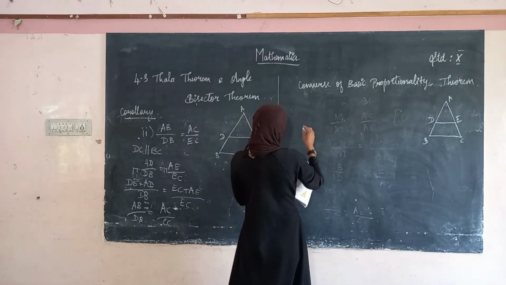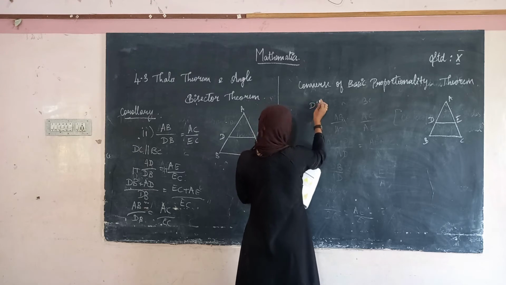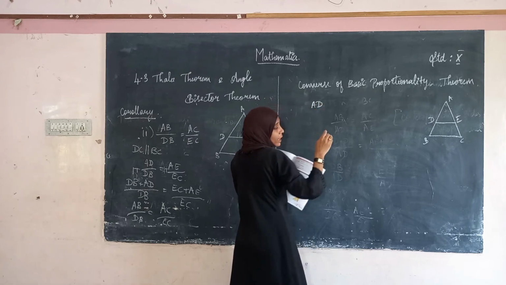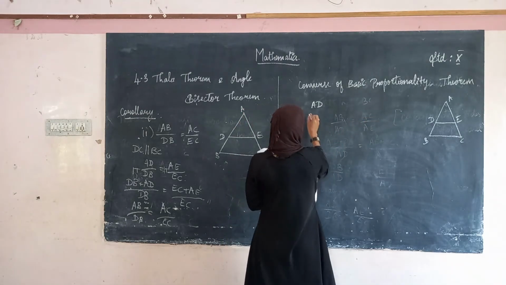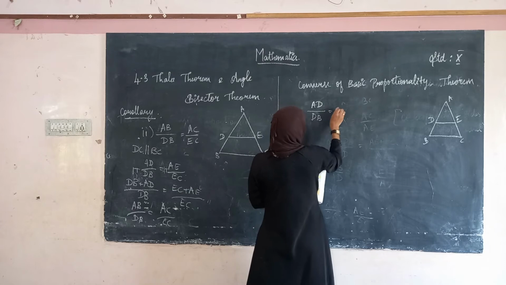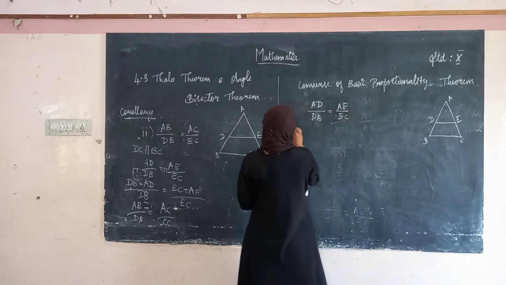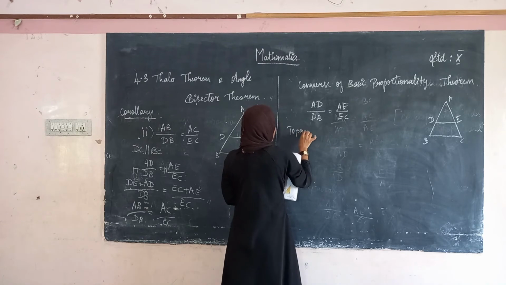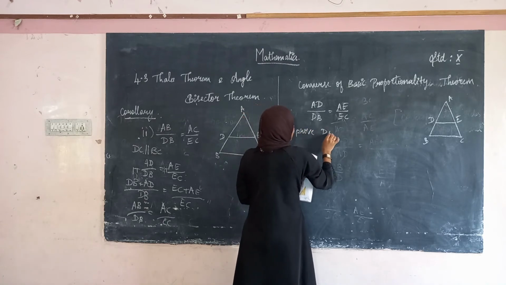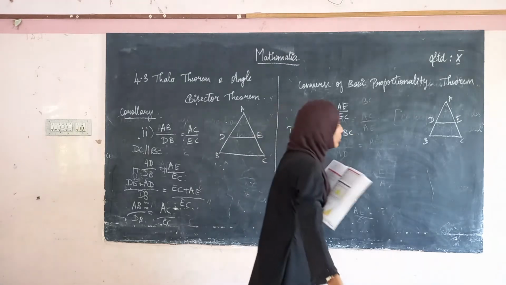So, what they have given is AD divided by DB, it is dividing in common ratio. First we have to take it is dividing in common ratio. Therefore, AD divided by DB is equal to AE divided by EC. Now what we have to prove? DE is parallel to BC. You have to prove DE is parallel to BC.